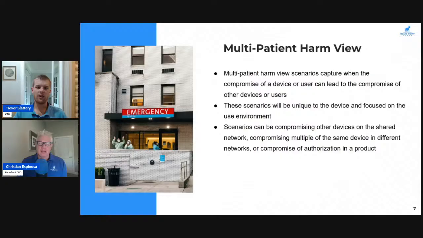And of course, it's going to be very device specific. Some devices may not connect into the network, so they're not going to be a great candidate for ransomware. Some devices may be entirely cloud hosted, and so they aren't going to interact with internal networks.